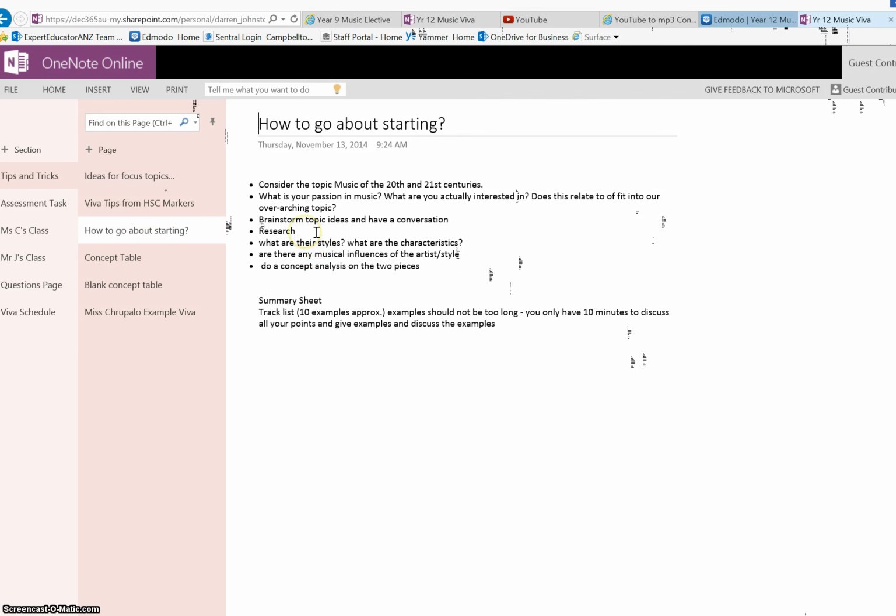When you have figured out the musical style that you'll be looking at, you need to sort out what the characteristics of that style are, because I can guarantee you'll be asked that question. Some other things you might like to think about: are there any musical influences of the artist or style? Once you've got that, you'll go about doing a concept analysis on a piece or a couple of pieces. This is not a matter of doing a whole bunch of concept analyses and then that's it, you hand that in. You do the concept analysis so that you've got something to talk about in your 10-minute Viva.